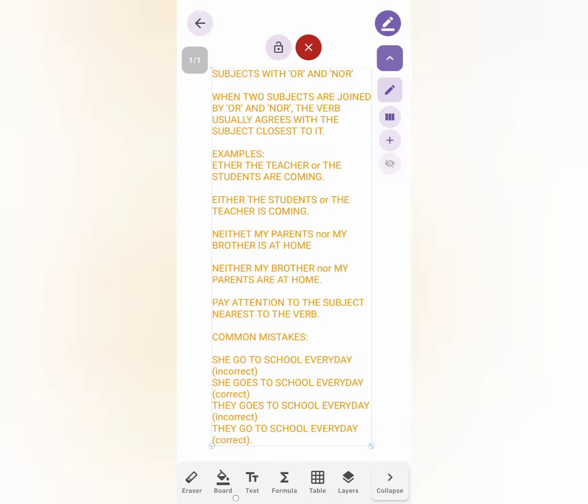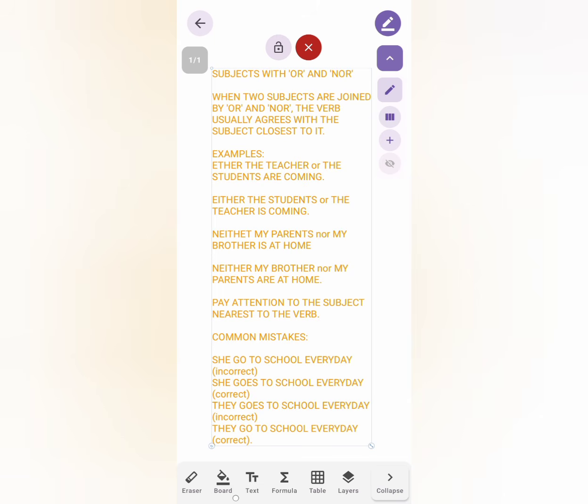Subjects with or and nor. When two subjects are joined by or and nor, the verb usually agrees with the subject closest to it. Examples: Either the teacher or the students are coming. Here, the plural subject students is closer to the verb, so we use the plural form of the verb are. Either the students or the teacher is coming.